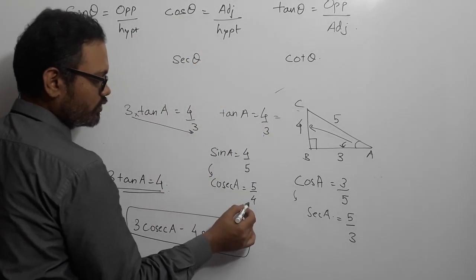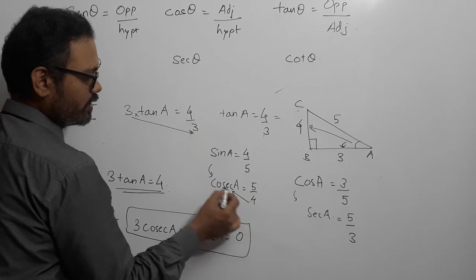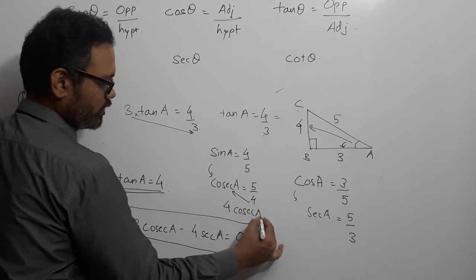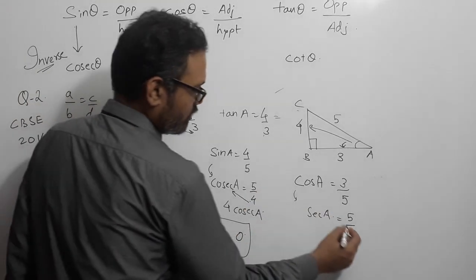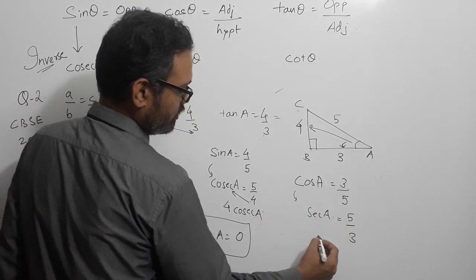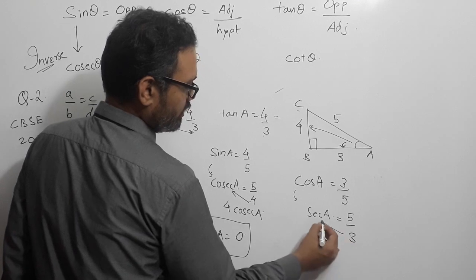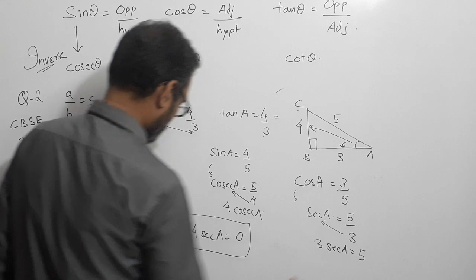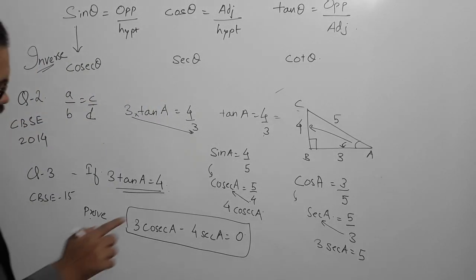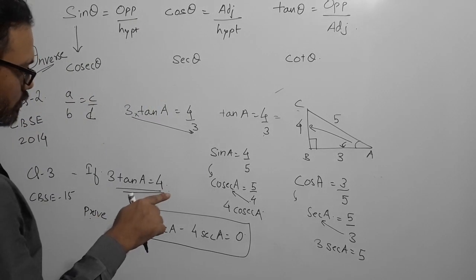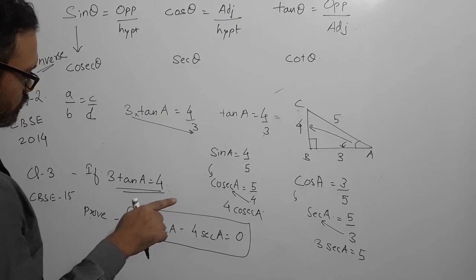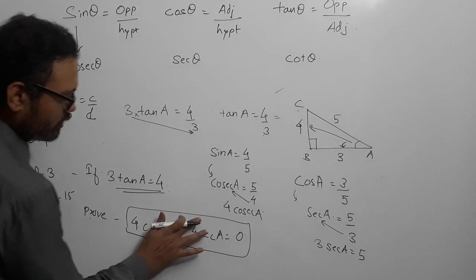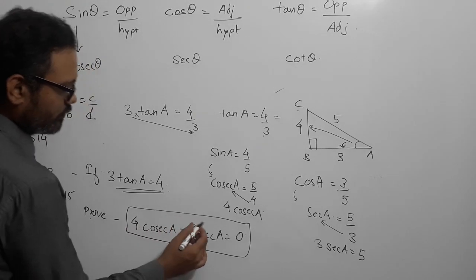Now this means what? If you multiply this here, this becomes 4 cosec A, and this becomes 3. This multiplied here becomes 3 sec A. Now let me just check. I think I have written it wrongly here. It is 4 cosec A and 3 sec A.